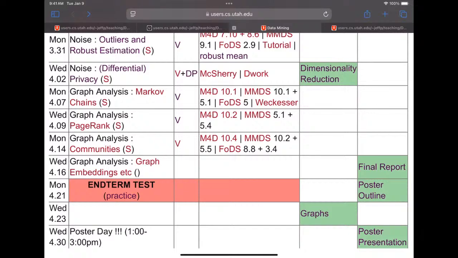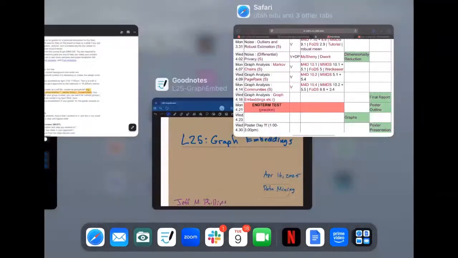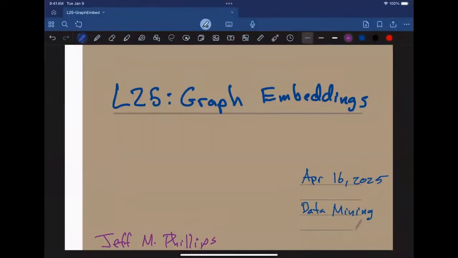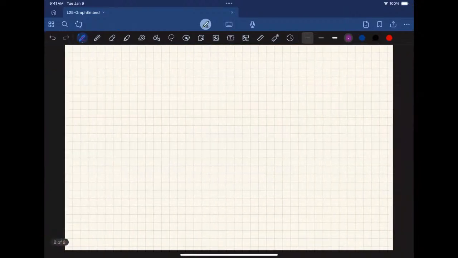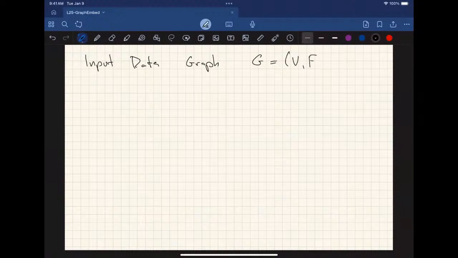Great, so let's get into it. Today we're going to talk about graph embeddings. And what do I mean by this? I mean we often have as our input, data that is a graph, which we'll call G. And we say this is a set of vertices and a set of edges. Again, remember these are the vertices.